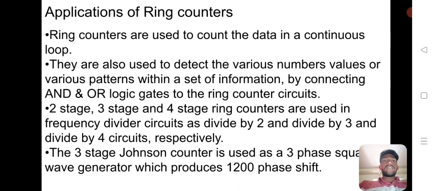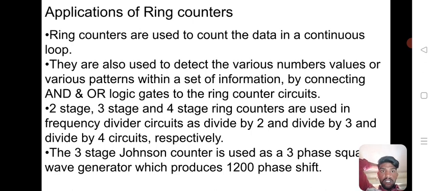Applications of ring counter. Ring counters are used to count the data in a continuous loop. They are also used to detect various values or various patterns within a set of information by connecting AND gates or logic gates to the ring counter circuits. Two stage, three stage, and four stage ring counters are used in frequency divider circuits as divide by 2, divide by 3 and divide by 4 circuits respectively.